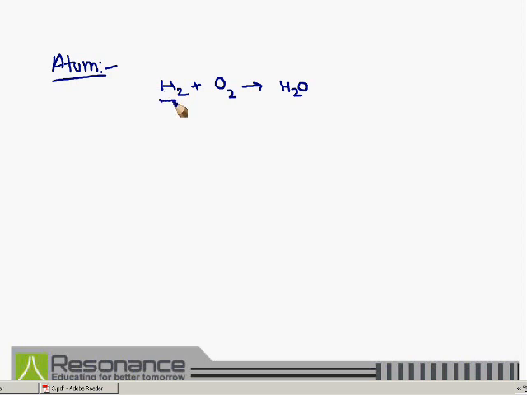Here, two atoms of hydrogen are present in one molecule of hydrogen, and here also two atoms of hydrogen are present in one molecule of water. But here two atoms of oxygen are present in one molecule of oxygen, but here there is one, so we can write 2 in front of H2O. Now the oxygen in H2O will be 2 and the hydrogen in H2O will be 4.